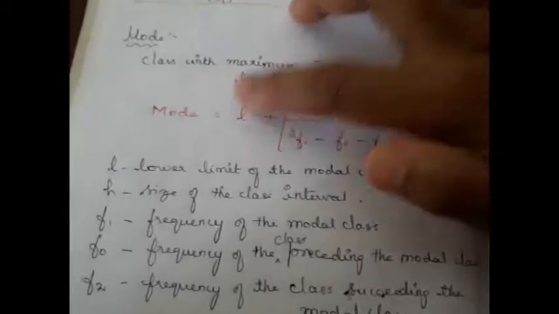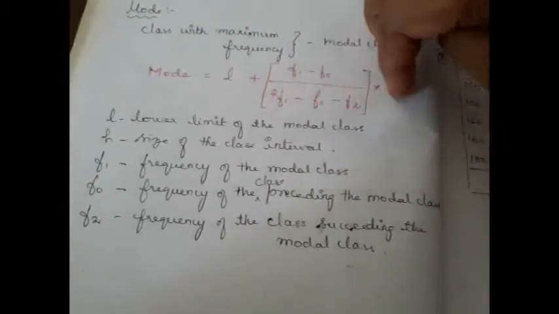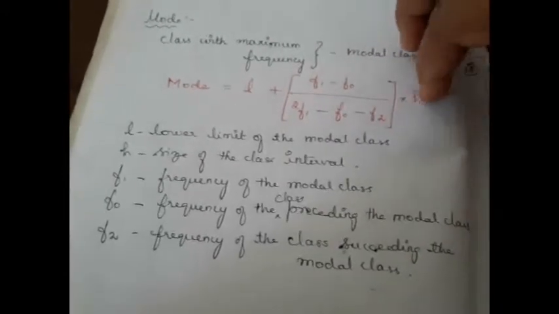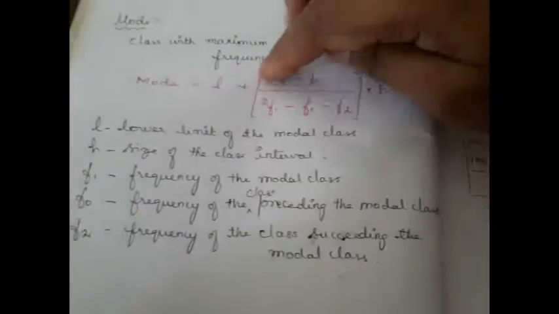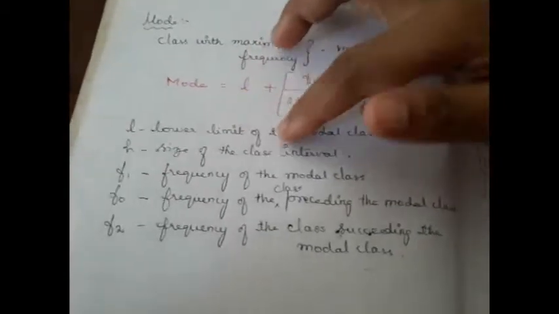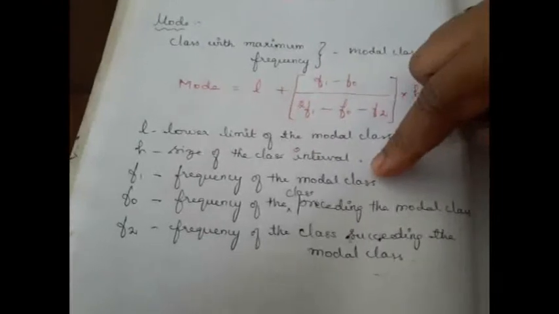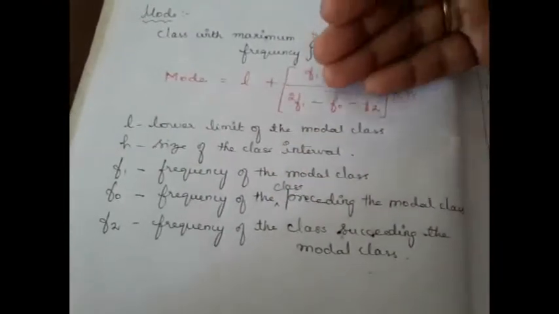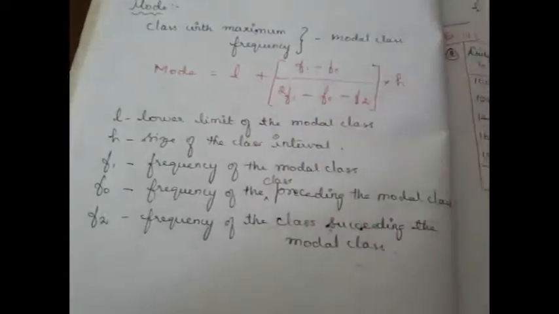Then what is the formula for mode? L plus (F1 minus F0) divided by (2F1 minus F0 minus F2) into H. What is this L, F1, F0, H? Let us see. L is the lower limit of the modal class. H is the size of the class interval. F1 is the frequency of the modal class. F0 is the frequency of the class preceding the modal class. And F2 is the frequency of the class succeeding the modal class.